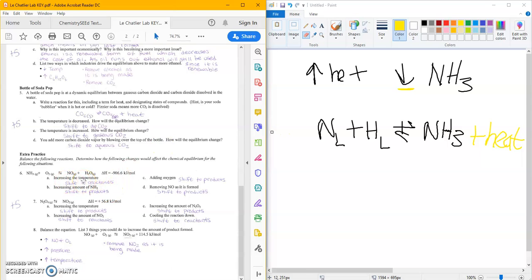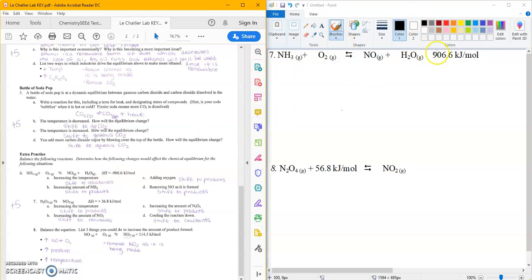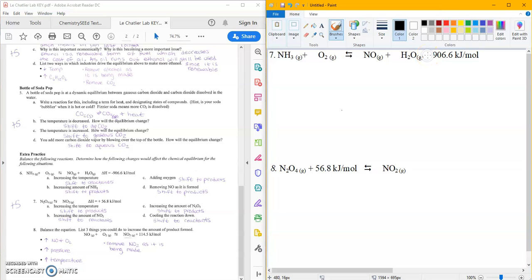The one that I saw people having the hardest time on was 6 and 7, dealing with temperature. On number 7, we have ammonia and oxygen make NO and H2O. Now, the delta H is a negative number. Why does it say positive? Hold on, sorry. This is a negative, if you look at the actual worksheet over here. I don't know how that copied wrong, but that's okay.